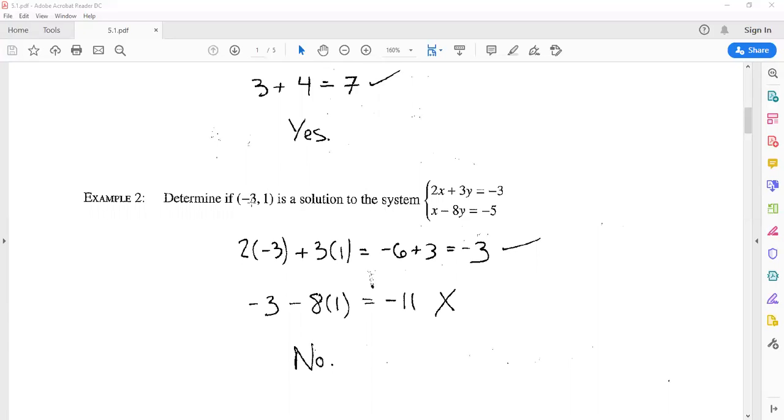But for the second equation here, we get -3 minus 8 times 1, which is -11. That is not equal to -5, as they'd wanted. So this pair does not solve both equations at the same time, so it is not a solution to the system of equations.